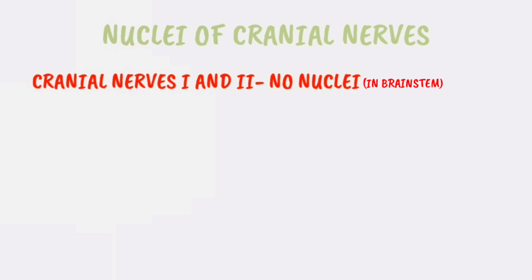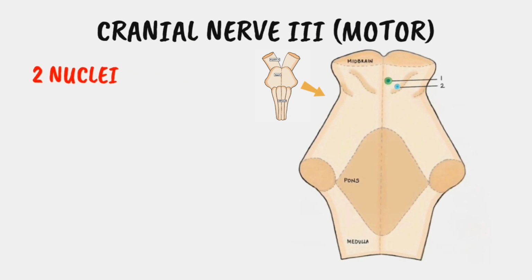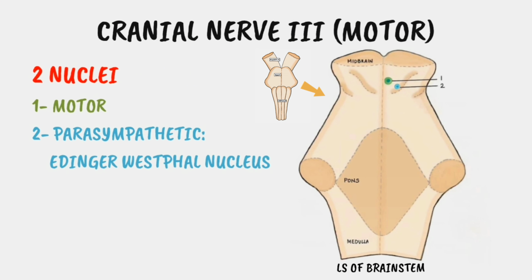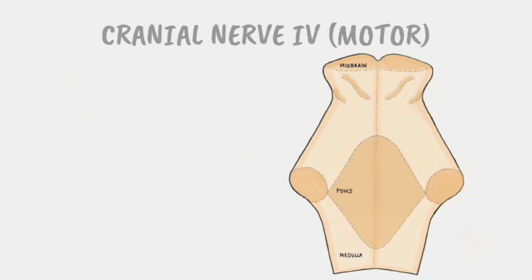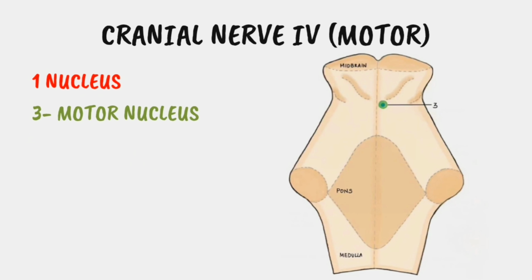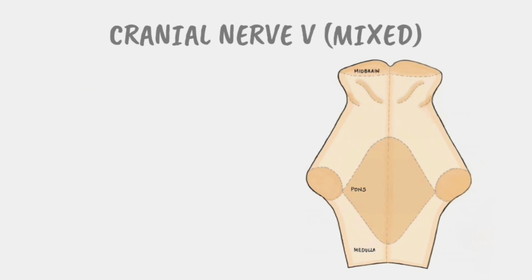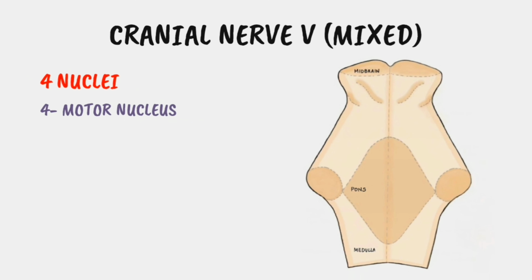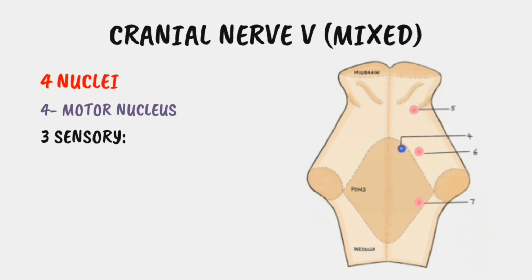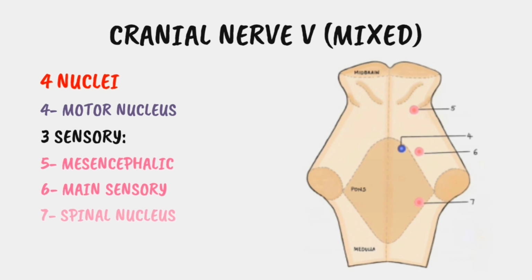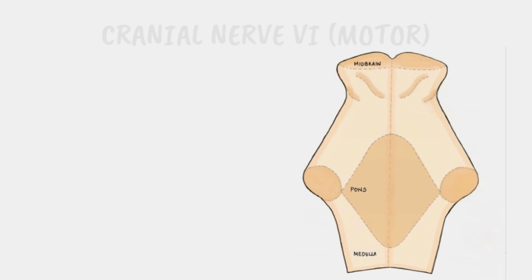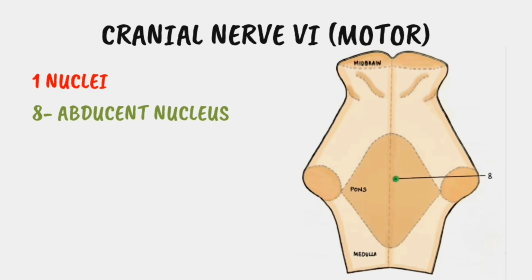Cranial nerves 1 and 2 do not have any nucleus. Cranial nerve 3 has 2 nuclei, one motor and one parasympathetic, called the Edinger-Westphal nucleus. Cranial nerve 4 has 1 nucleus. Cranial nerve 5 has 4 nuclei, 1 motor nucleus and 3 sensory nuclei, mesencephalic, main sensory, and spinal nucleus. Cranial nerve 6 has 1 nucleus called the abducent nucleus.